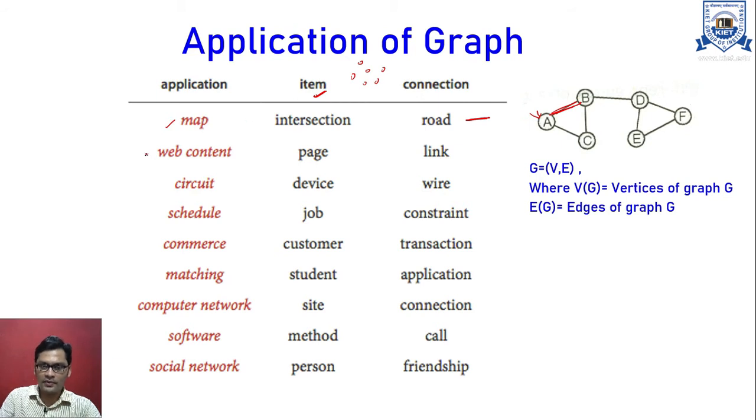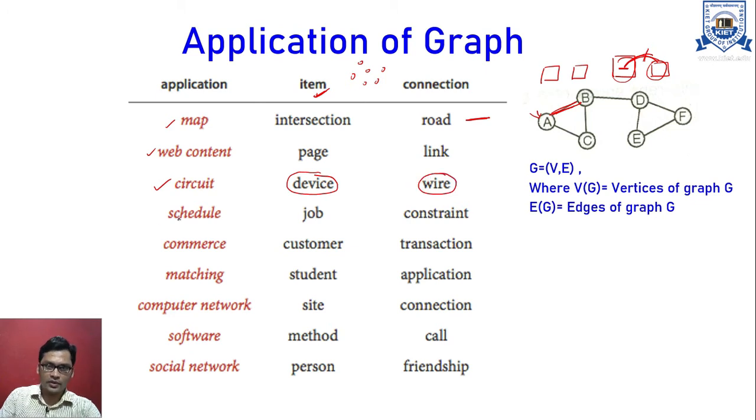Similarly, in a website, different pages are considered as items or nodes, and links are considered as edges or connections. Suppose you click on a particular hyperlink, a particular URL, then another page will open, right? So this link is what? Edge, and these pages are what? Nodes, right?